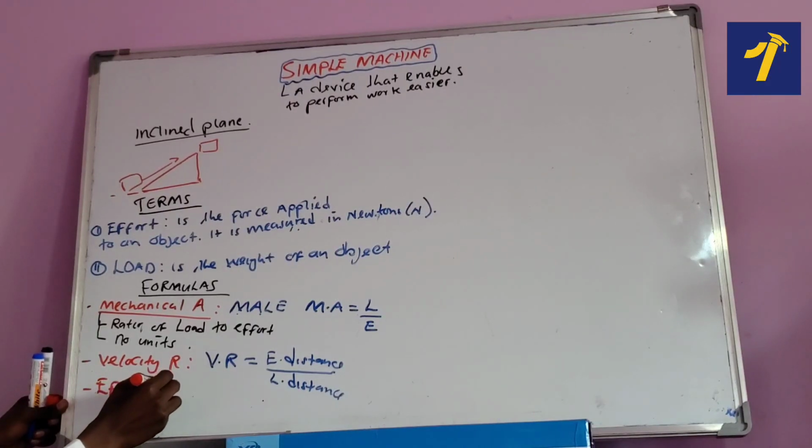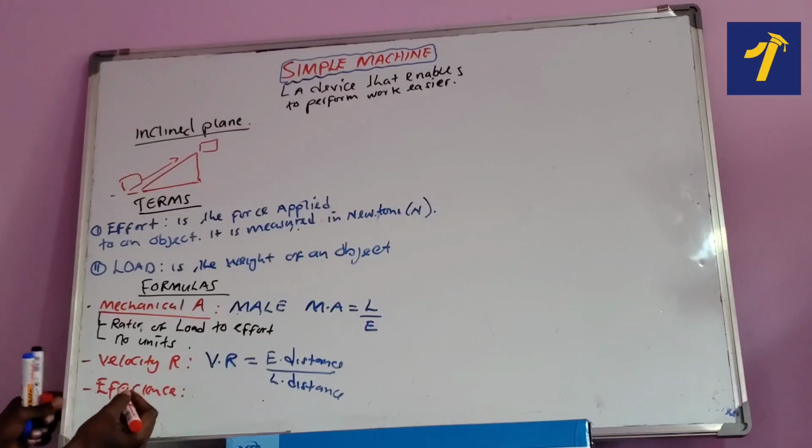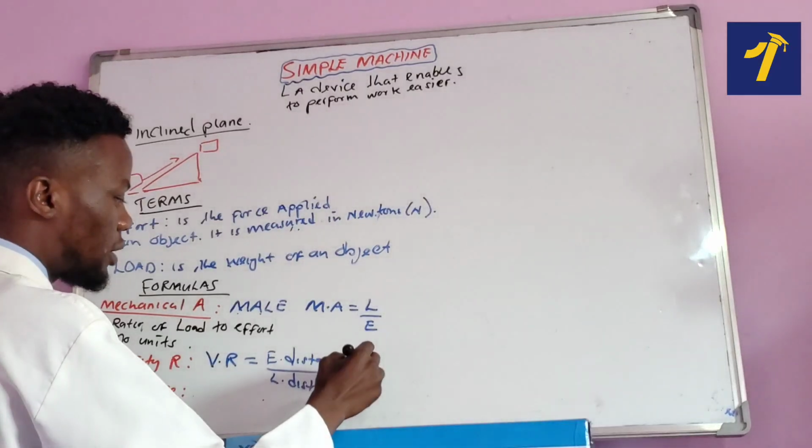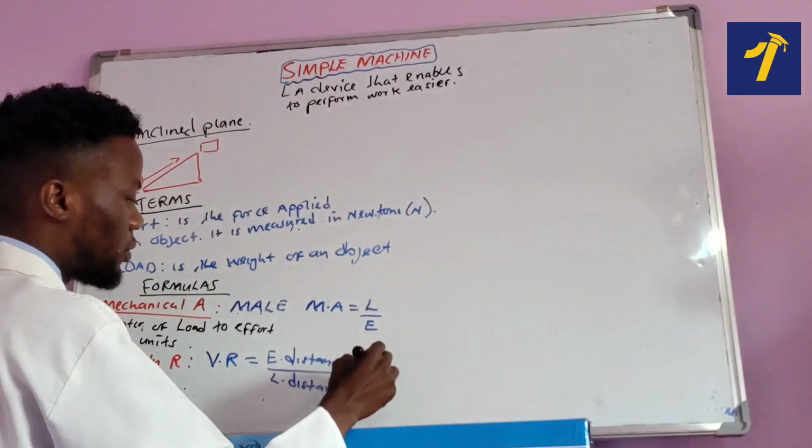So you're going to be asked only efficiency. Okay, so efficiency, again, we need to look at the formula. So remember that also velocity ratio doesn't contain what? Units. Since it is a ratio, no units.